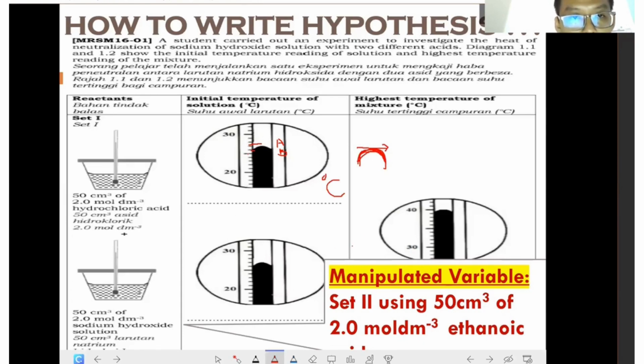I think it is how many? 25, 26, 27. 27, no? Is it 27? But when you write decimal, 27.0, right? So remember, one decimal you must have. Okay, so the first set you are using 50 cm³, 2 molar. You are using hydrochloric acid. But the second one you are using ethanoic acid. So different, no? So the manipulated variable is type of acid.